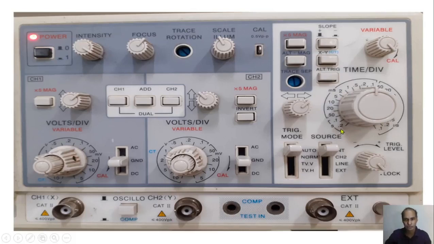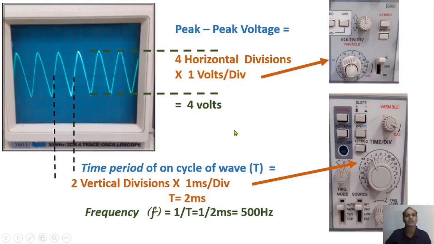So let's see how we can calculate peak-to-peak voltage. When we apply an input signal, our signal will be displayed on the CRO screen something like this. To calculate peak-to-peak voltage, we need to count vertical divisions. In this case, we have 1, 2, 3 and 4 divisions and our volts per division is kept at 1 volt. So 4 divisions multiplied by 1 volt per division will give us 4 volts peak-to-peak.